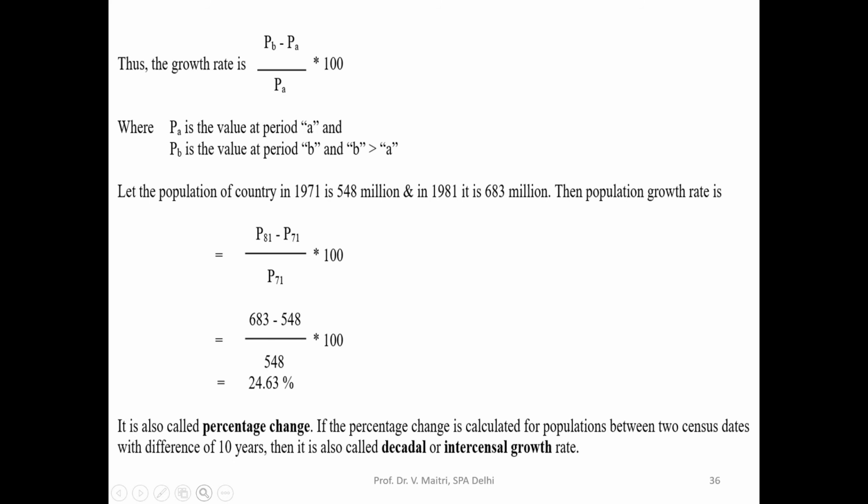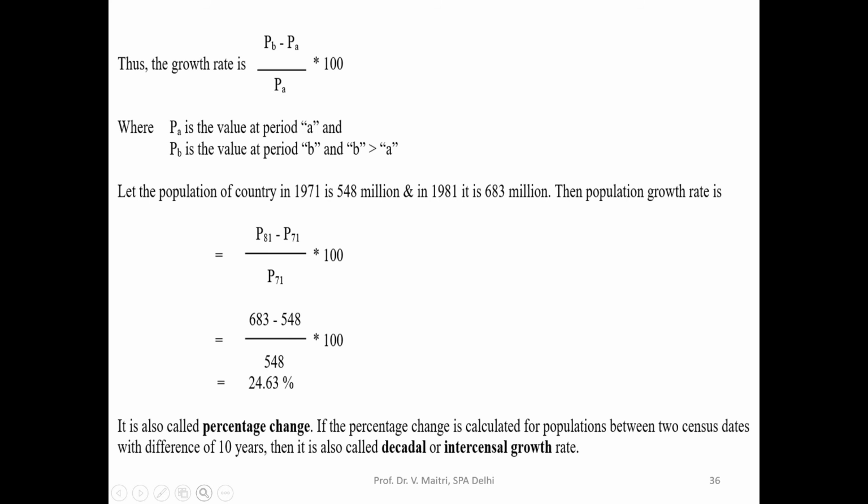Let the population of the country in 1971 be 548 million. In 1981 it is 683 million. So what is the population growth rate? P81 minus P71 divided by P71 multiplied by 100 works out to be 24.63%.